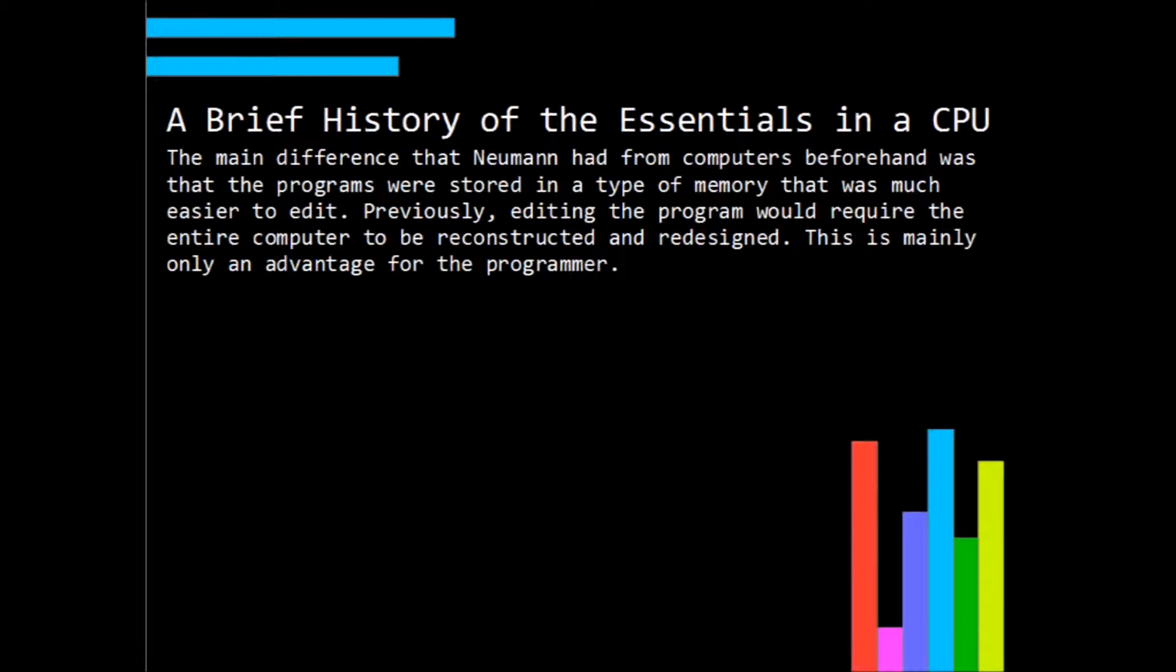The main difference between the Neumann machine and the computers that were built beforehand was that the programs were stored in a type of memory that was much easier to edit. Previously, editing the program would require the entire computer to be reconstructed and redesigned, which, of course, isn't really desirable. So, really, the Neumann machine is mainly just an advantage for the programmer.